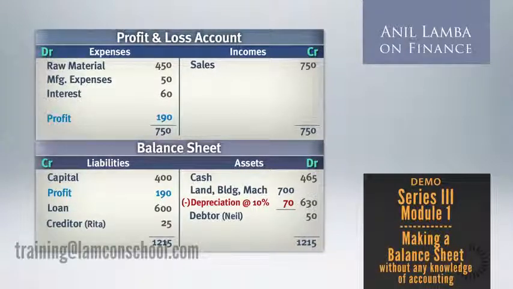But this is single entry. What about the double entry? Depreciation will now be shown as an expense in the profit and loss account. Result will be expenses has gone up by 70,000, so the profit will come down from 190,000 to 120,000. The figure of profit in the balance sheet will also have to be reduced to 120,000. The result is the liability side has been reduced by 70,000 to 1,145,000. Asset side has also been reduced by 70,000, so the balance sheet balances again.